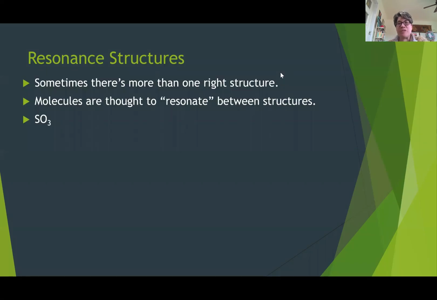Okay, so those are some examples. I think there might be 1 or 2 in the book I'll grab in a second. And we also sometimes have resonant structures. And this is when there's not one right answer. There's a few right answers. And they kind of resonate between different structures. So I'll do this sulfite. Yeah, I don't think it's a 2-. I think it's just SO3.